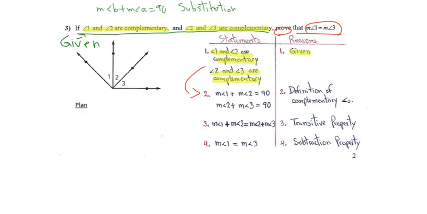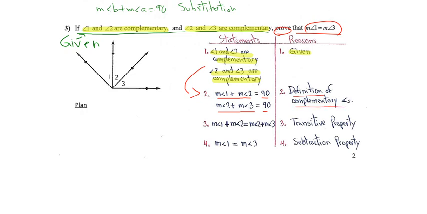So complementary means that the measures add to 90 degrees. So in this case, it would give us the measure of angle 1 plus the measure of angle 2 is equal to 90. And the same thing for the other one. The measure of angle 2 plus the measure of angle 3 is equal to 90. And we're using the definition of complementary angles.